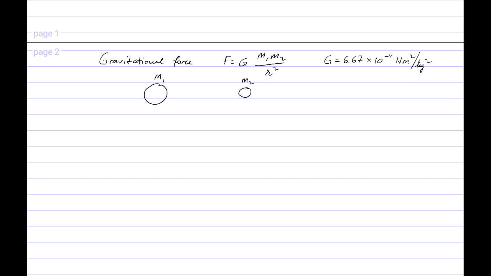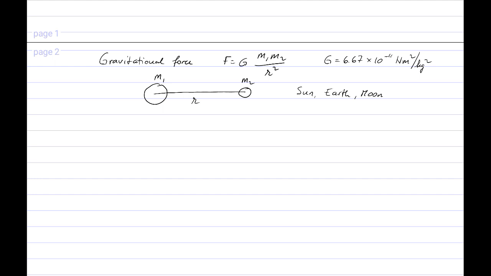The distance is the center-to-center distance. So r in our equation is the center-to-center distance. And the reason for that is because when we're dealing with a gravitational force, we really are dealing with really massive objects. By massive objects, I mean the sun, the Earth, the moon, things like that.